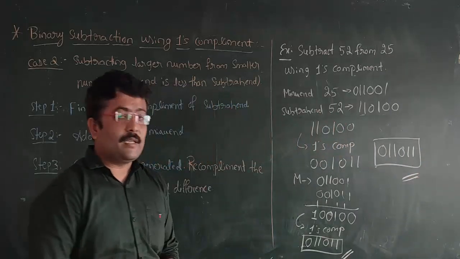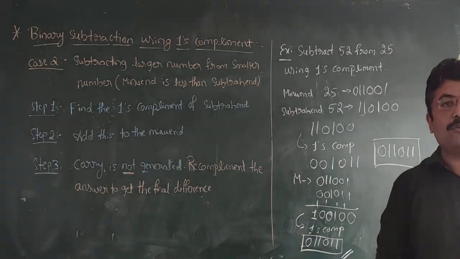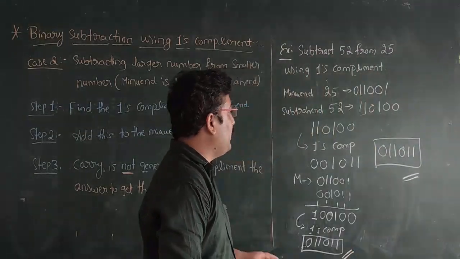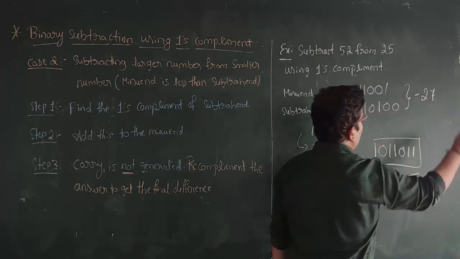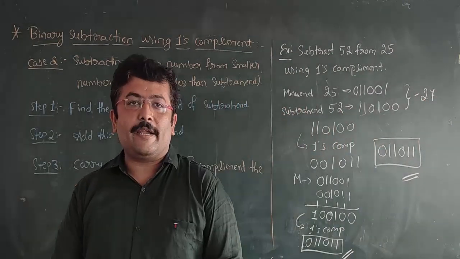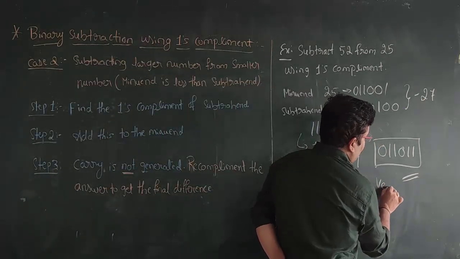So check it. 25 minus 52, the answer is 27, meaning minus 27. So whether the answer is right or wrong, you check it using the verification method.